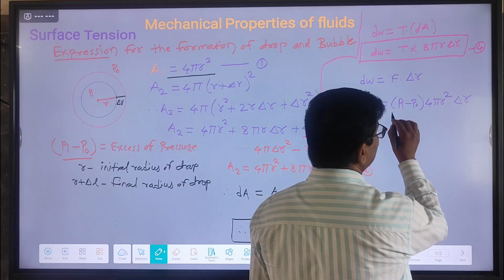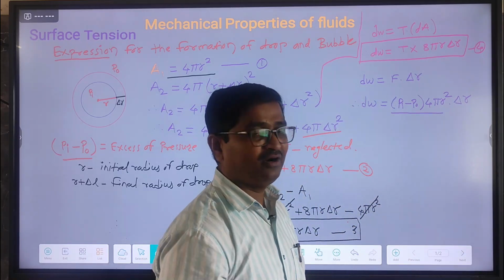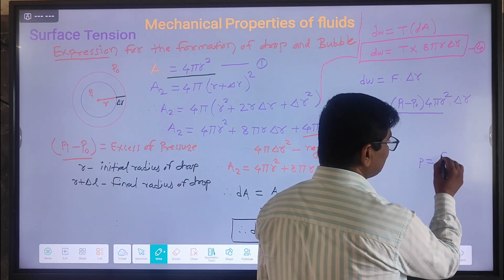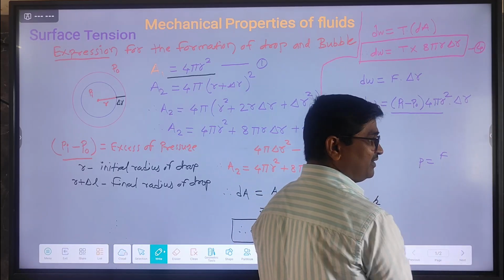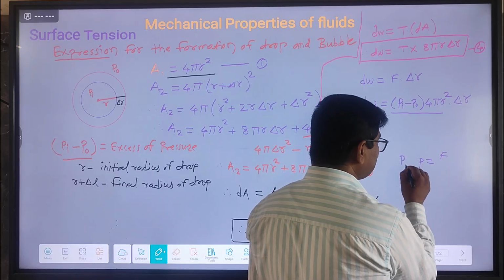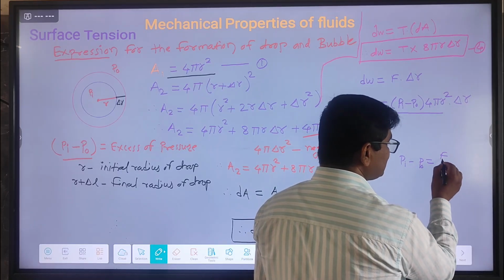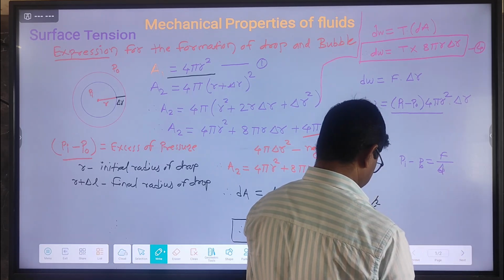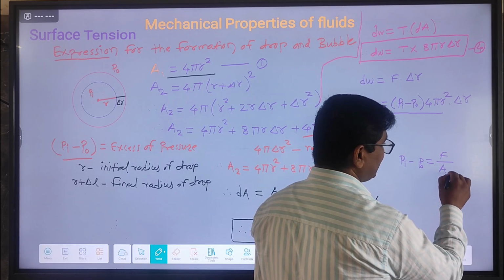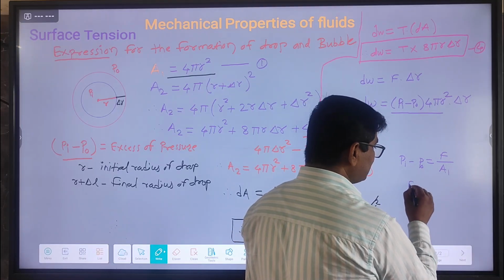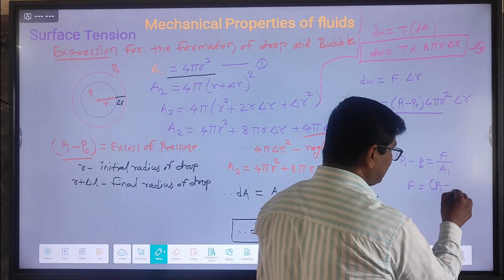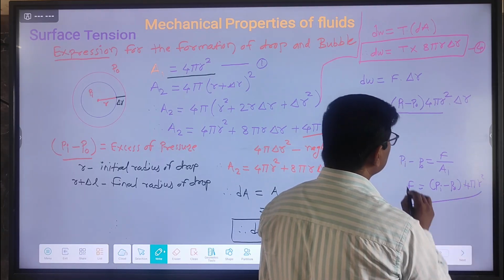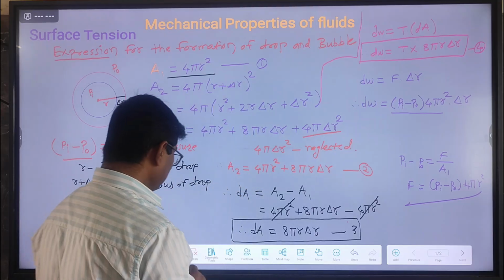Can you see why we write this step? This is the value of F. As per the definition of pressure, pressure is equal to force upon area. This is not only pressure, this is excess pressure, and excess pressure is Pi minus Po. So this is equal to the excess force divided by area, where area is denoted by A, the initial area. This value of force is equal to excess pressure Pi minus Po into area, and area will be denoted by 4 pi r square. The same term is given here.